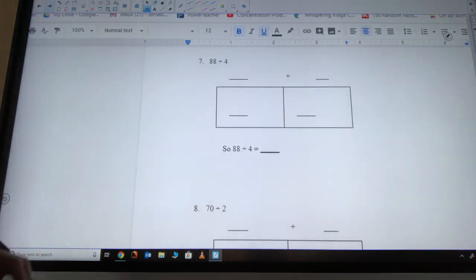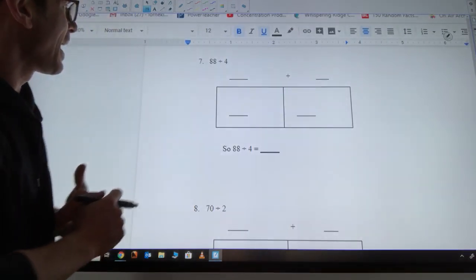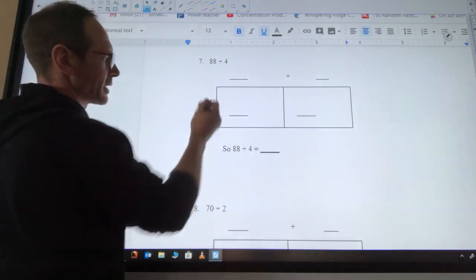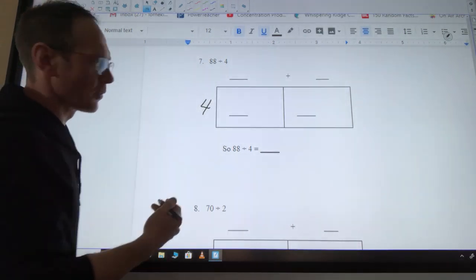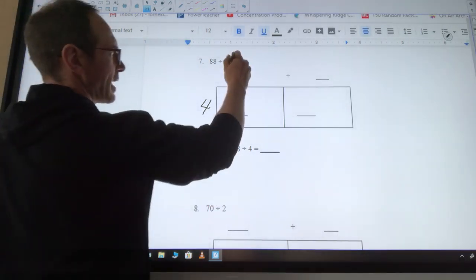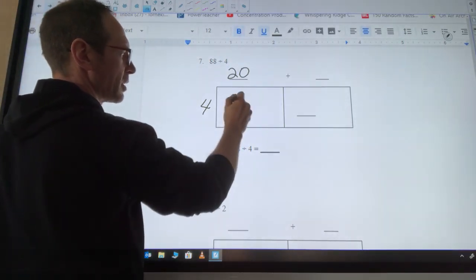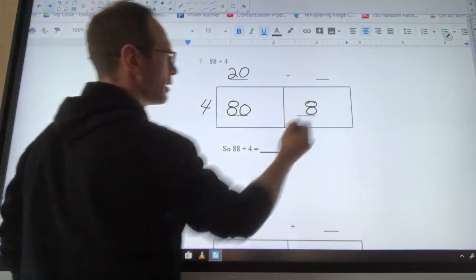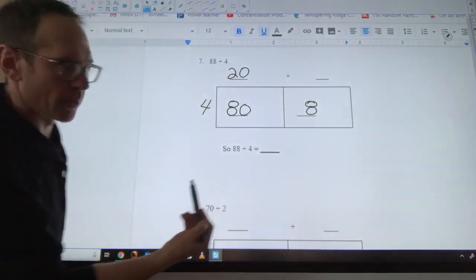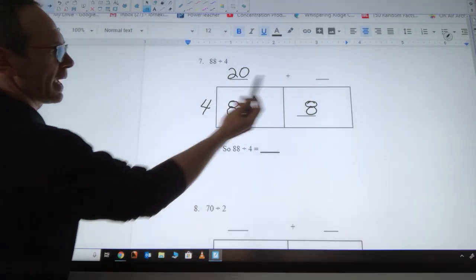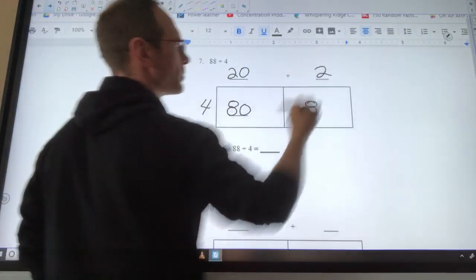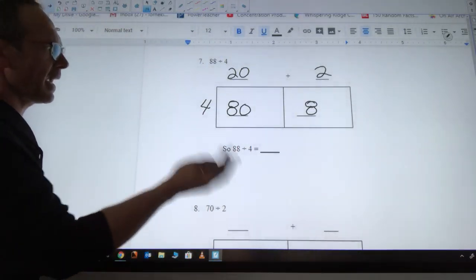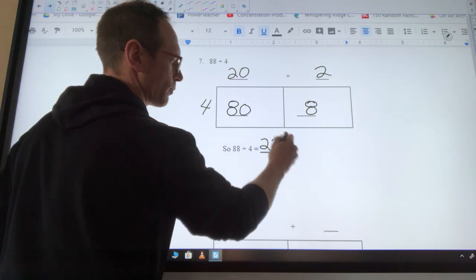Next question. Last page, guys. 88 divided by 4. So how many 4s does it take to get to 88? I know 10 times 4 is 40. 20 times 4 is 80. So it's going to be 20 something. I know it takes 8 more. 88 is like 80 and 8, right? So 8 divided by 4 is 2. So that's going to be 20 and 2. 22 times 4 is 88. 88 divided by 4 is 22.